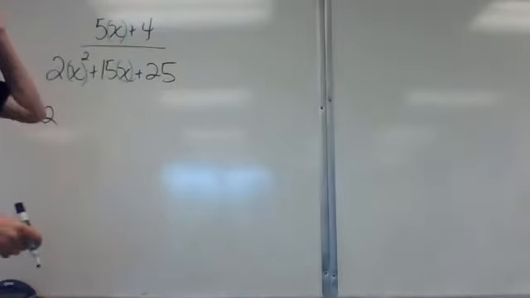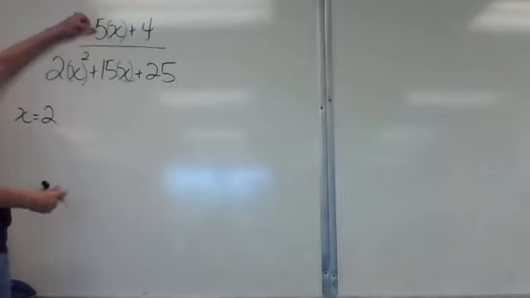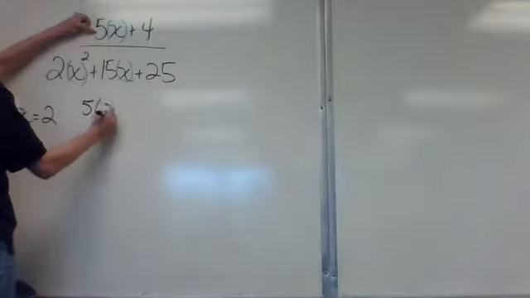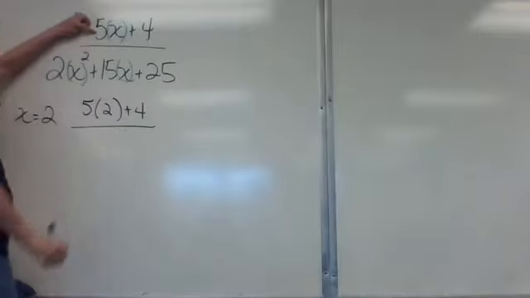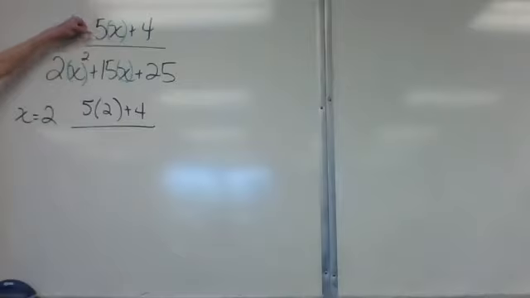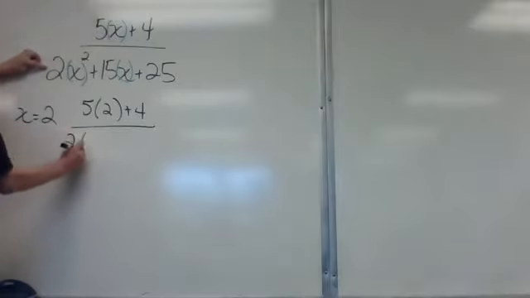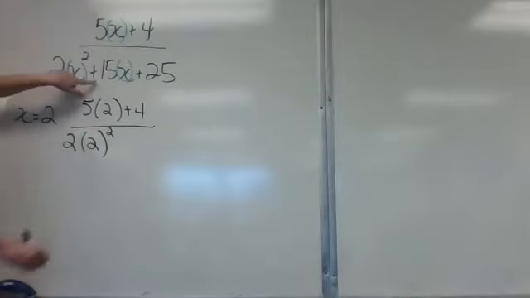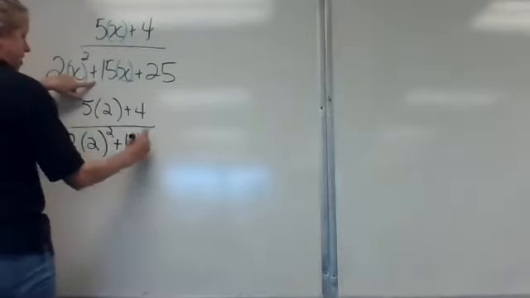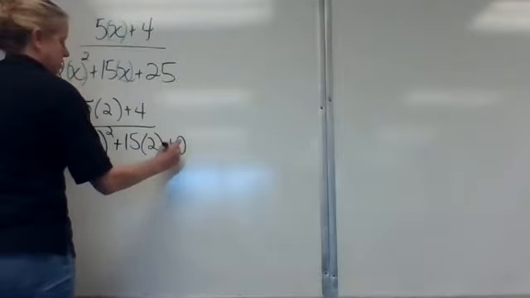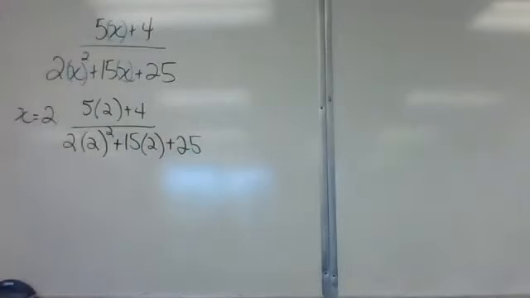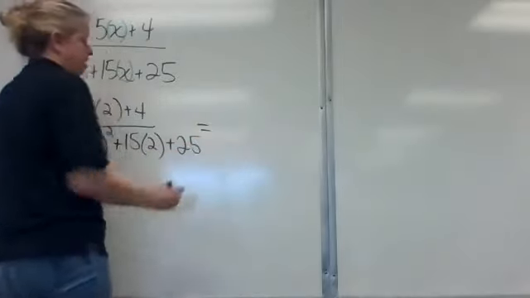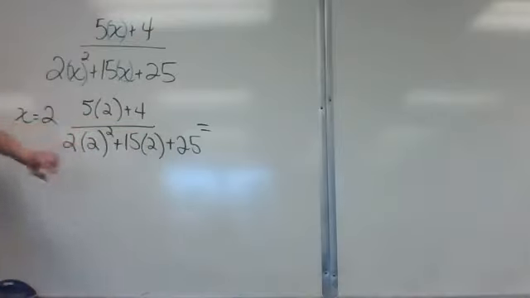And then I'm going to have to follow the order of operations. So up top, I have 5 times 2 plus 4. In the bottom, 2 times 2 squared plus 15 times 2 plus 25. So let's just do the top first. You can kind of just think of them as two separate problems. So just ignore the bottom right now. Let's figure out what the top is.